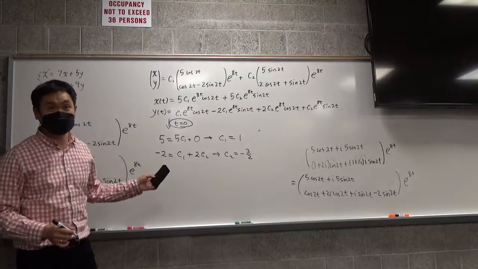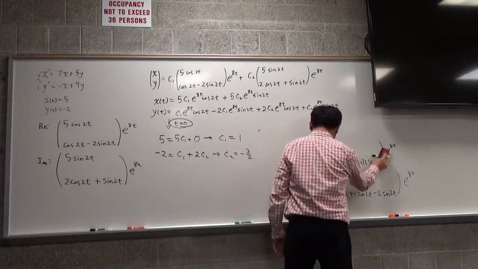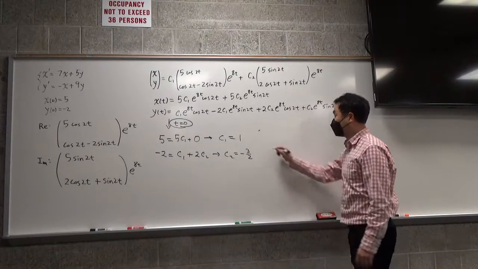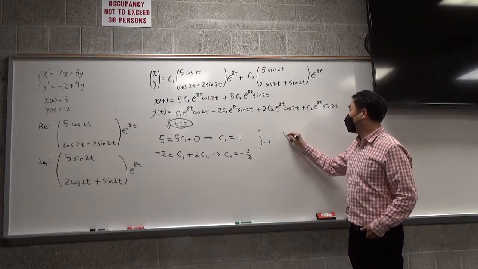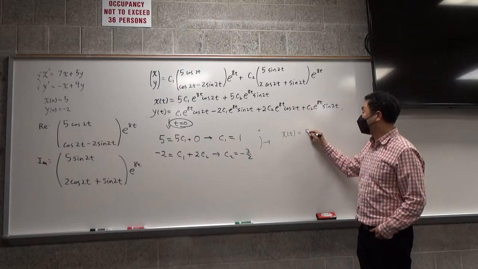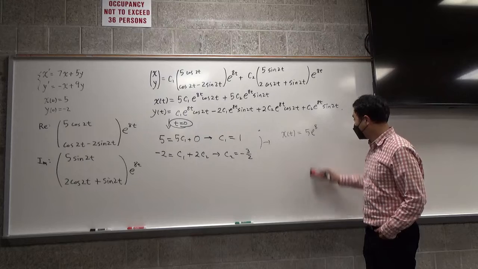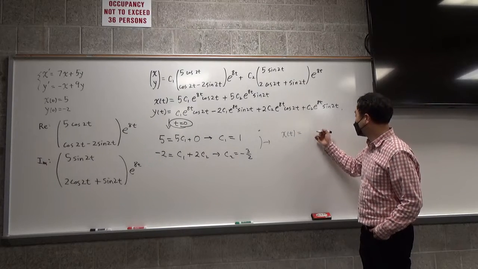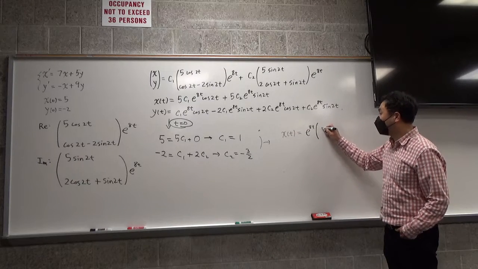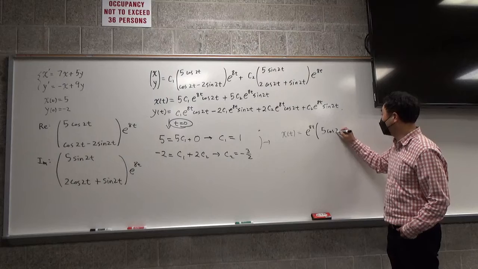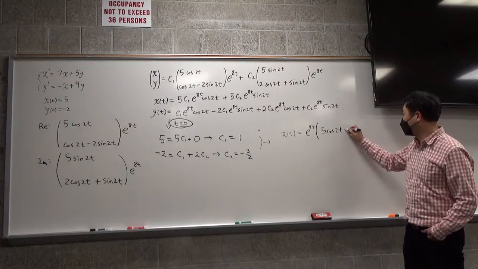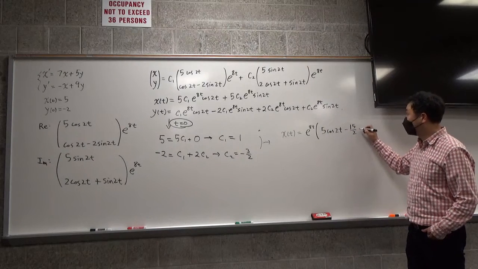Now, don't stop here. What's the next step? You have to plug them back in to figure out what x and y are explicitly. So you have x of t now equals 5 e to the 8t. Let me pull out the e to the 8t once and for all. I don't want to write e to the 8t so many times. So e to the 8t times 5 times 1 times cosine 2t. And 5 times c2, but c2 is negative 3 over 2, so it'll be negative 15 over 2 sine 2t.